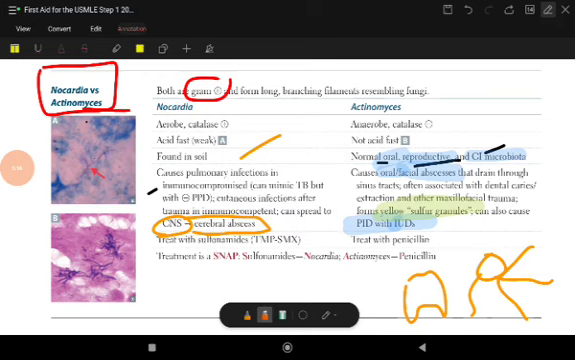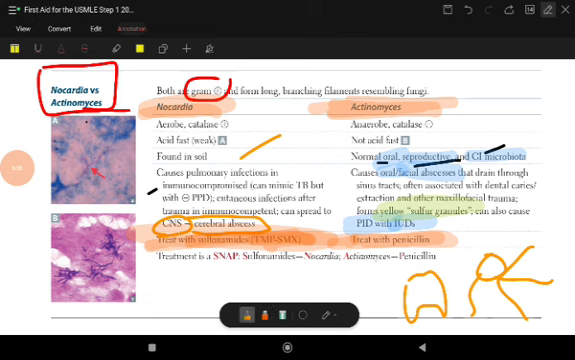Now let's talk about the treatment part. If we talk about the treatment, we can treat Nocardia with sulfonamide, whereas Actinomyces we can treat with penicillin. It's very easy. Nocardia, again repeat with me, is treated by sulfonamide, right? And Actinomyces is treated by penicillin.